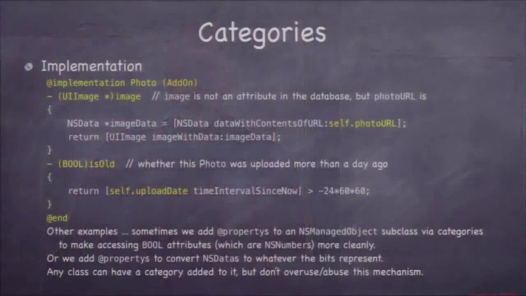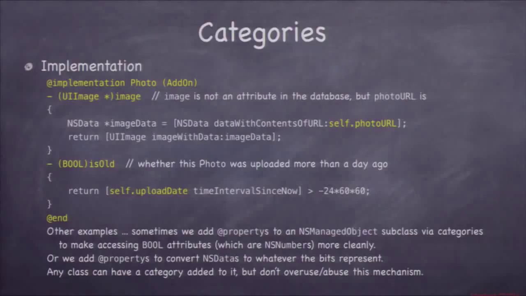Okay? So let's look at an example for these two methods. Here's the @implementation of Photo's add-on category. So I'm adding these two methods to the Photo class, which is that thing we generated in Xcode. Image, you see, it just uses self.photoURL. Self is the photo because these methods are being added to the Photo class. Okay, so self is a photo. .photoURL gets that attribute, gets that data.